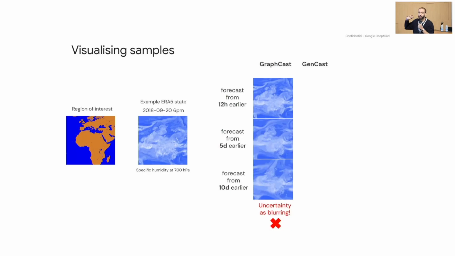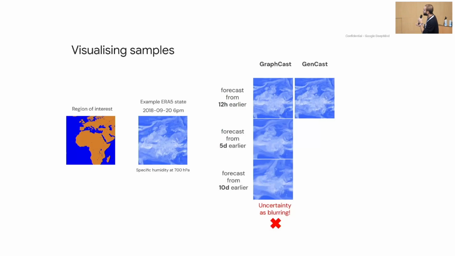And in each case, I'm going to look at what GraphCast and GenCast predicted from 12 hours before, from 5 days before, and from 10 days before. So, I'm expecting the bottom row to look worse than the top ones. The model's probably going to get it a bit more wrong. Okay, so GraphCast. From 12 hours earlier, that looks pretty good. That's pretty similar to what the actual state ended up being 12 hours later.